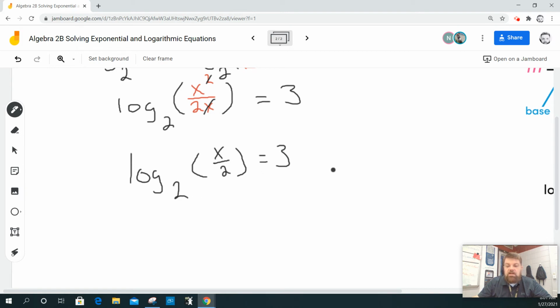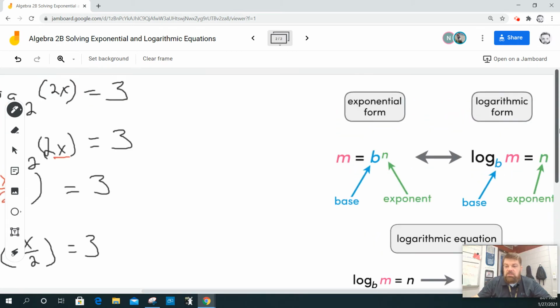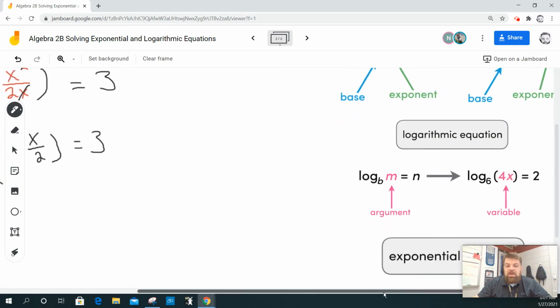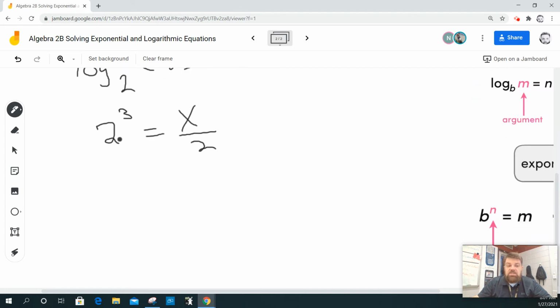Now from here, I'm going to use this property to convert this to the exponential form. So my base is 2. So I've got 2 raised to this, which is 3. And that has to equal x over 2. Okay? So now this is pretty easy to solve.